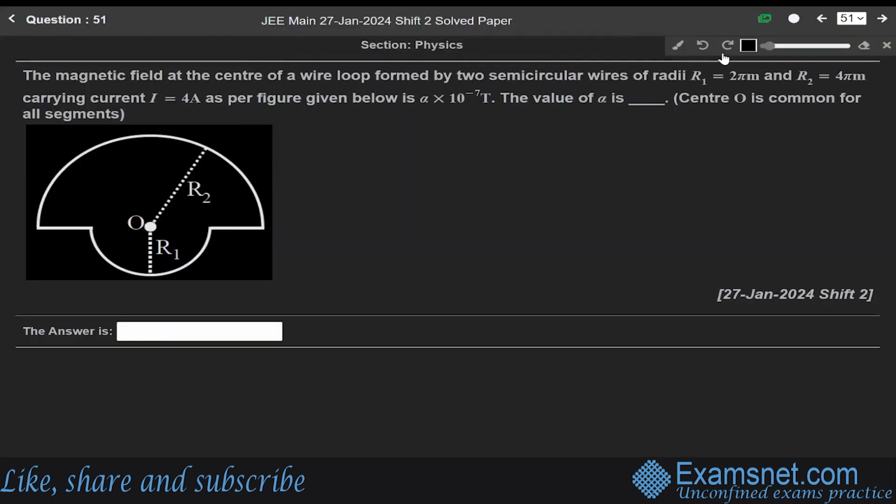So the next question is 51. According to this question, the magnetic field at the center of a wire loop formed by two semicircular wires of radii R1 equals 2π m and R2 equals 4π m, carrying current I equals 4 ampere, is given as α × 10^-7 Tesla. We have to find the value of α.